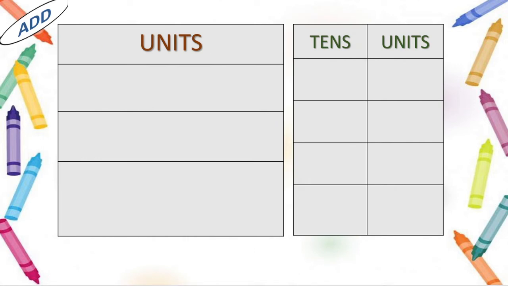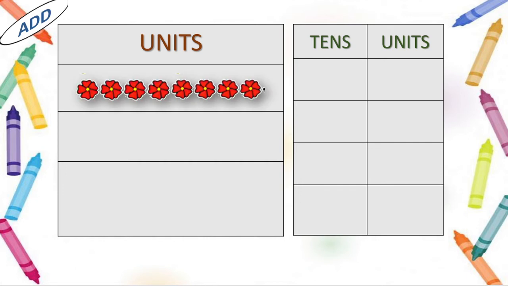Now please observe this carefully. Here we can only see the units column, but in the second table we can see units and tens columns. Why is this so? Let us move on and try to understand. Here you can see flowers. How many flowers are there?